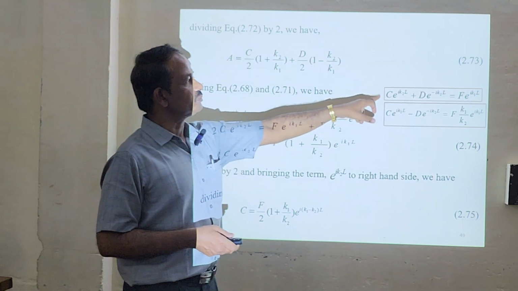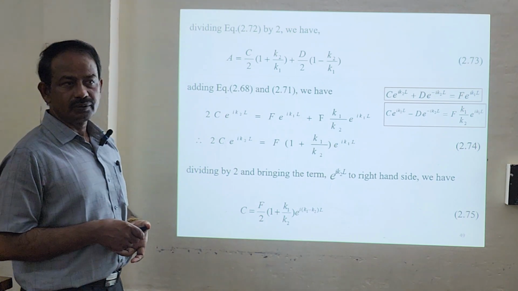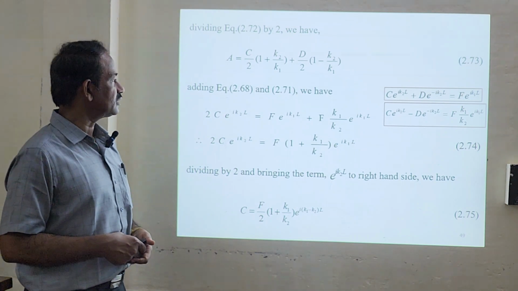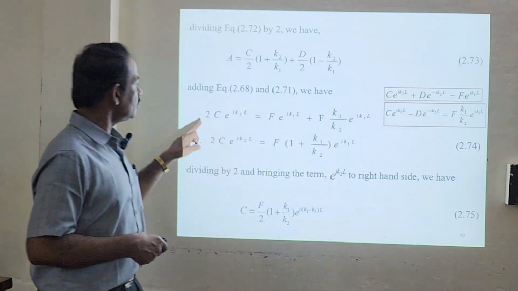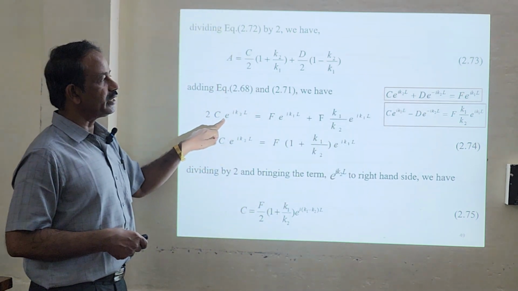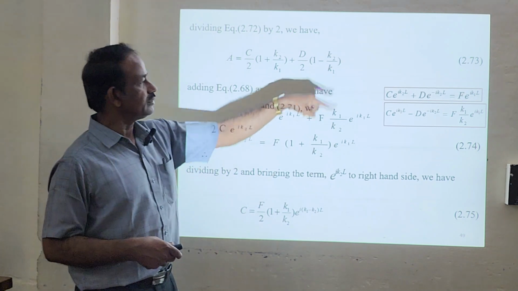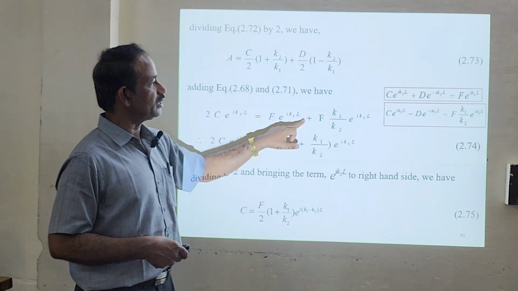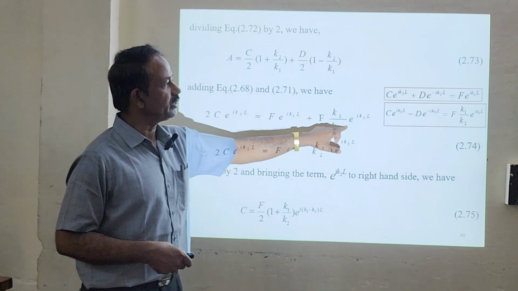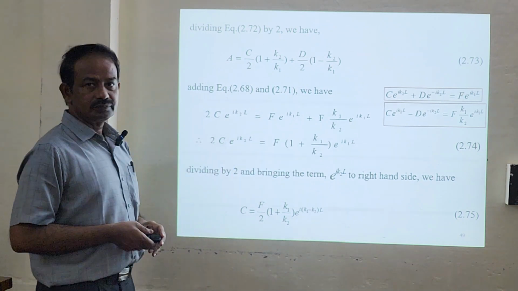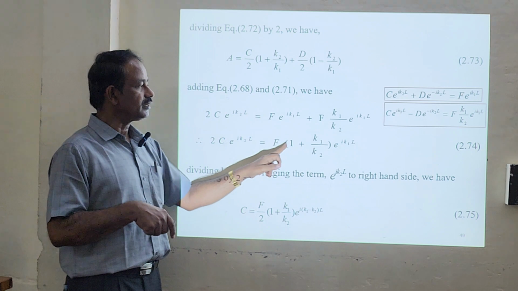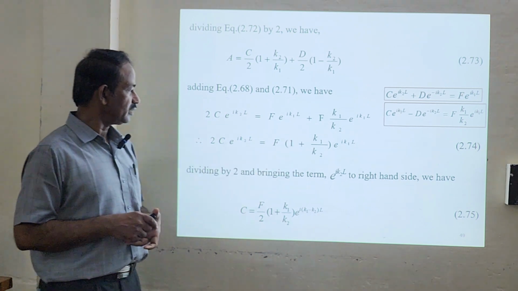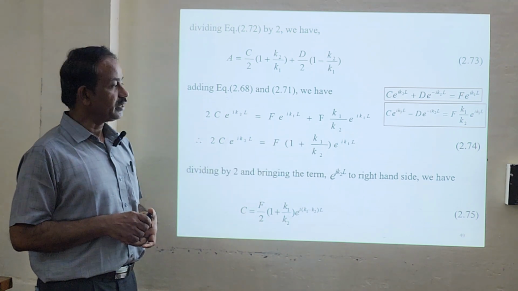Similarly, you add these two, for the other boundary conditions. So if you are going to add these two, this will cancel. You have 2c e power i k2L, which is equal to, adding these two, f e power i k1L plus f k1 by k2 e power i k1L. You pull f common out. So that will give you f in bracket 1 plus k1 by k2 e power i k1L.